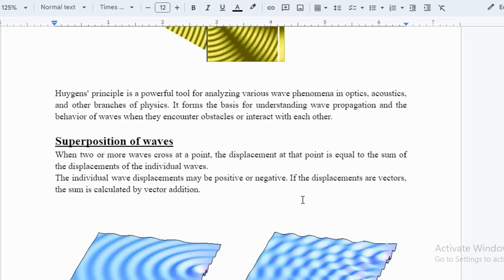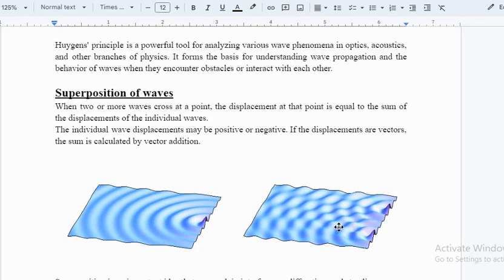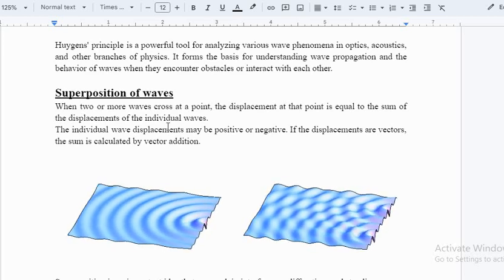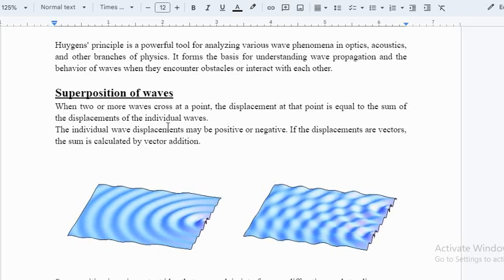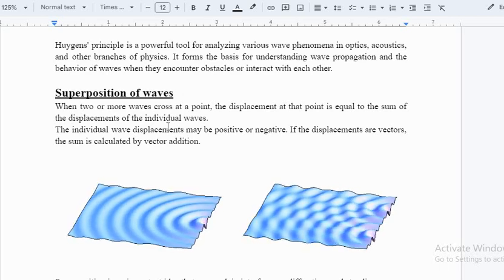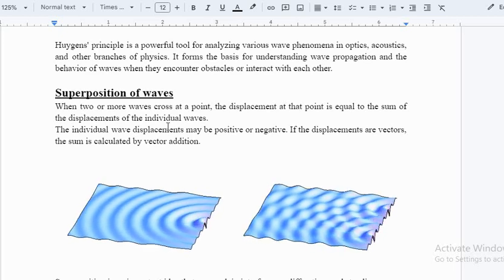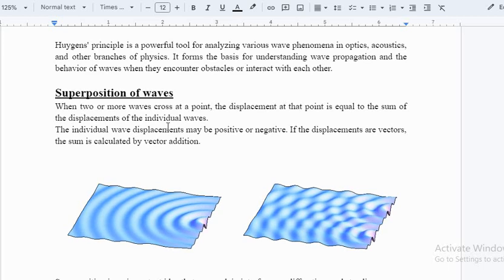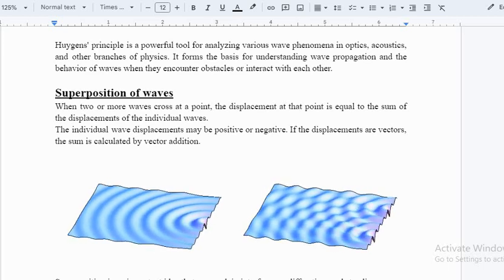Now, in simple words, the superposition of waves can be explained by these two simple things. What is superposition? When two or more waves cross a point, the displacement at the point is equal to the sum of the displacements of the individual waves. The individual wave displacement may be positive or negative. If the displacements are vectors, obviously they are vectors, the sum is calculated as a vector sum.